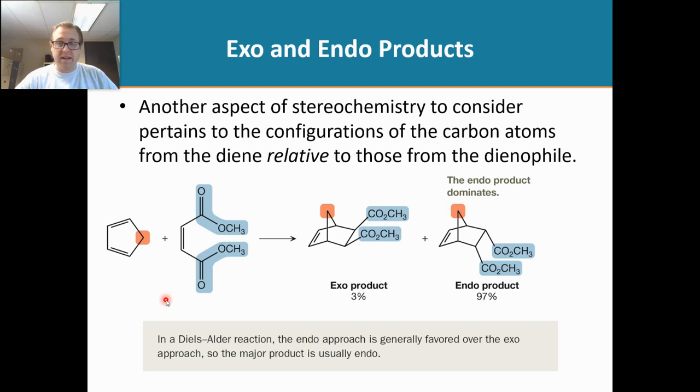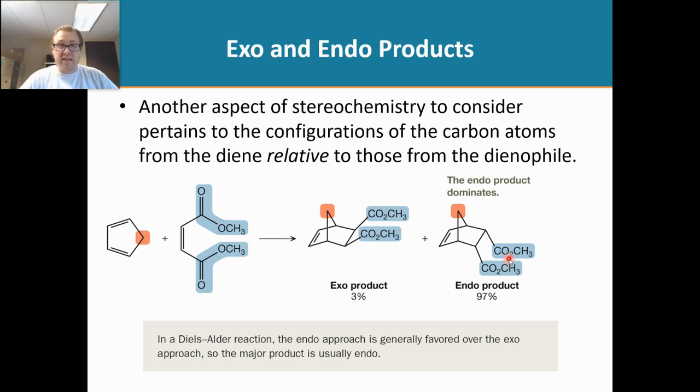Okay, and you can see things are highlighted here. If the electron donating groups on the dienophile are on the same side of the ring as this carbon right here, then we have the exo. And if they're on opposite sides of the ring, we have endo.